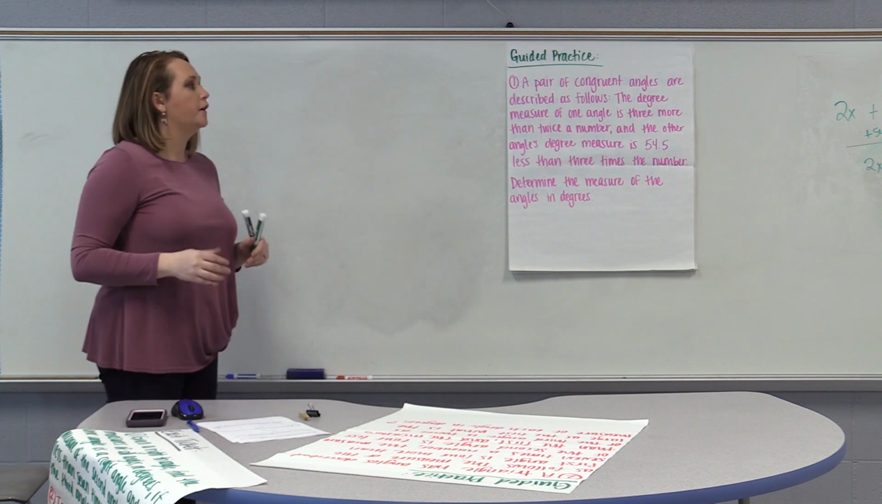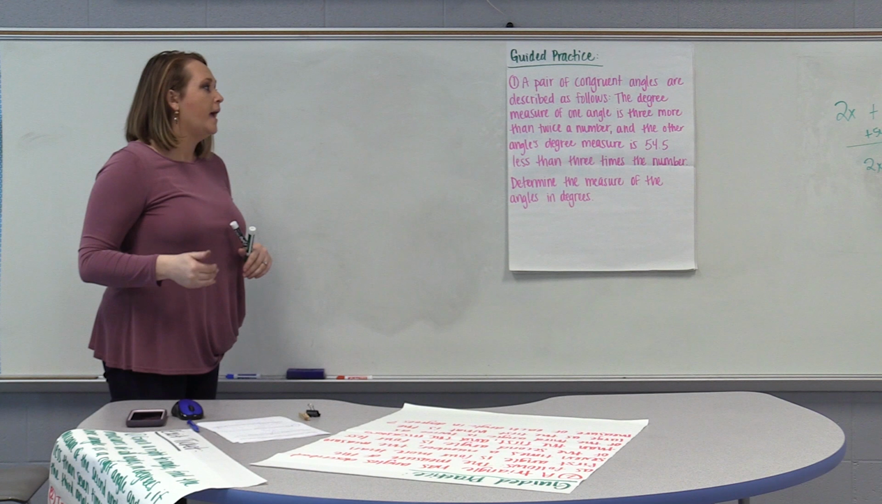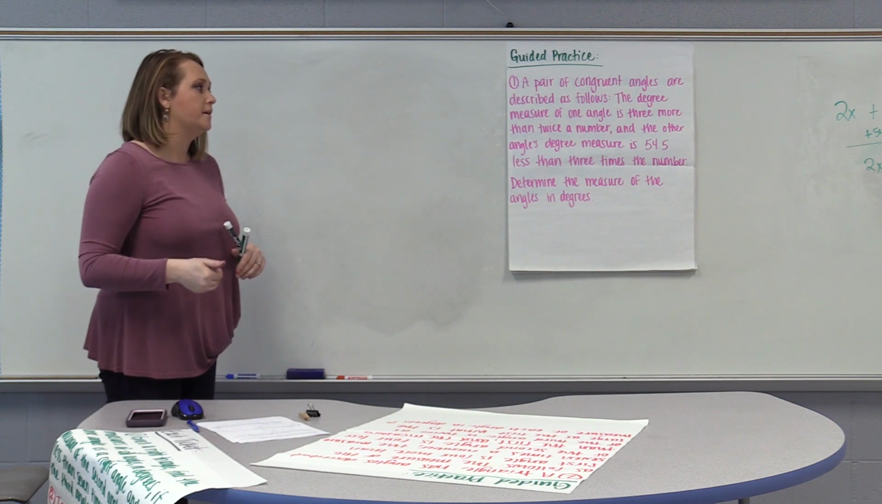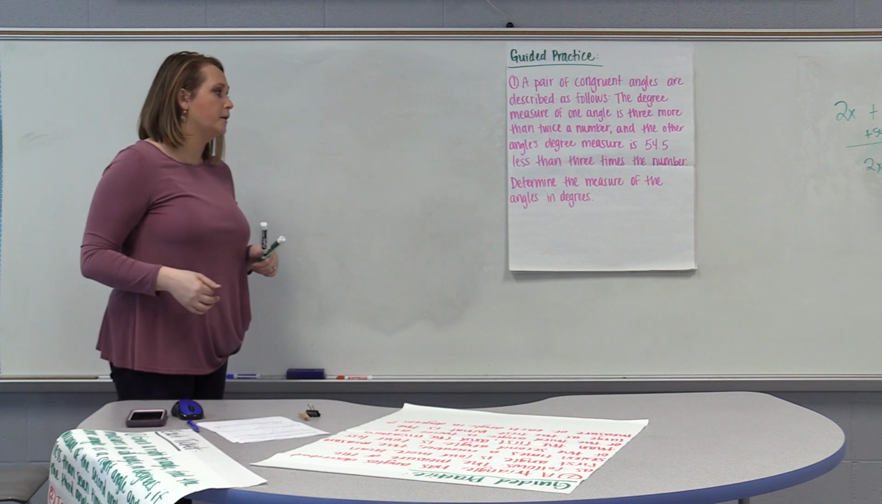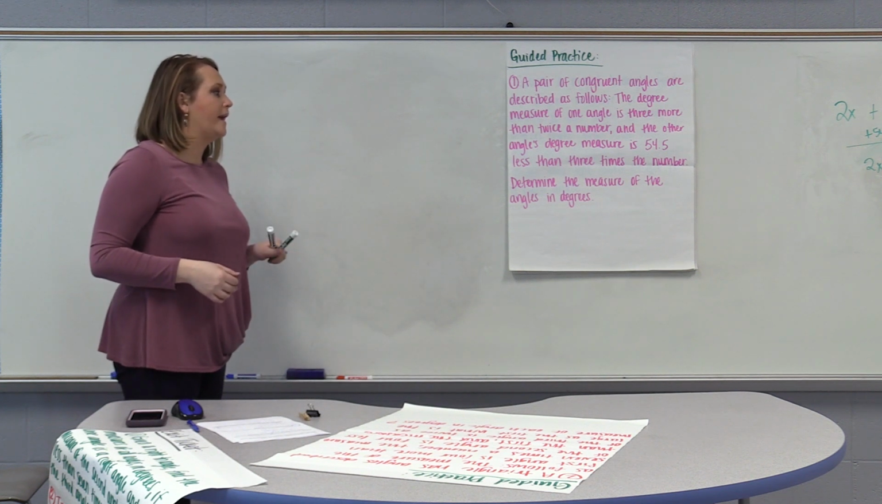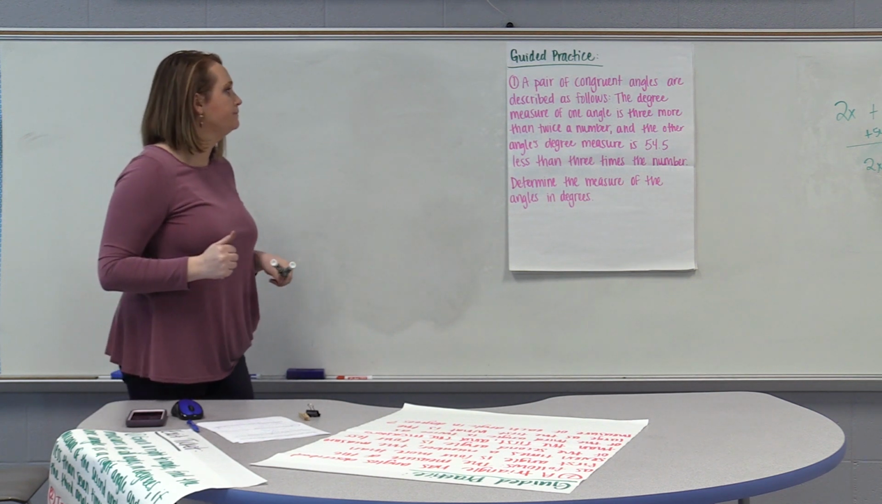The degree measure of one angle is 3 more than twice a number, and the other angle's measure is 54 5/10 less than 3 times the number. Determine the measure of the angles in degrees. Let's check your work and see how you did.